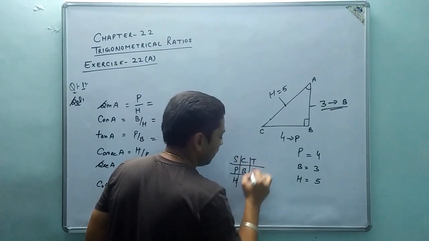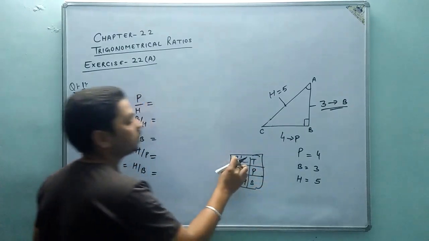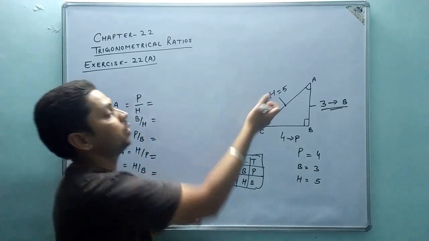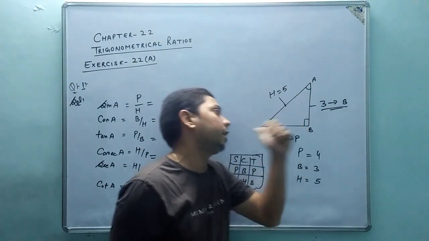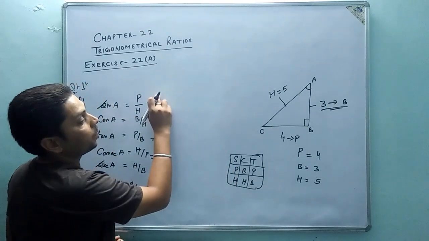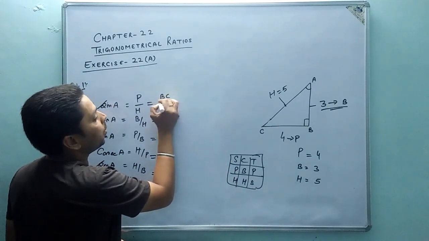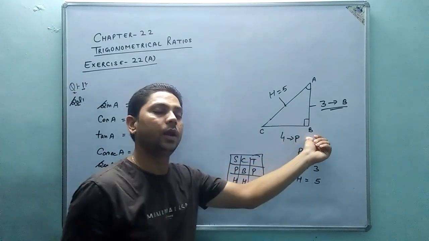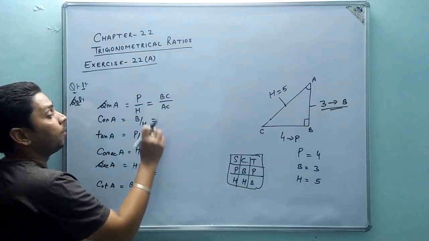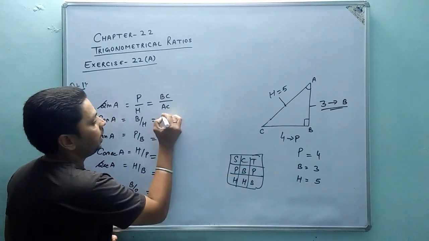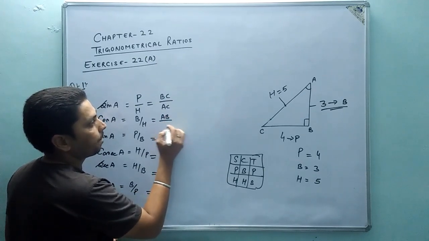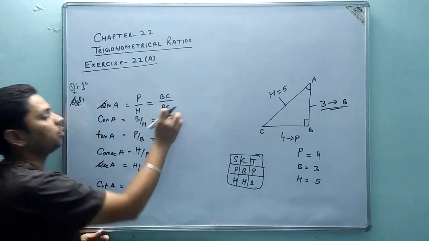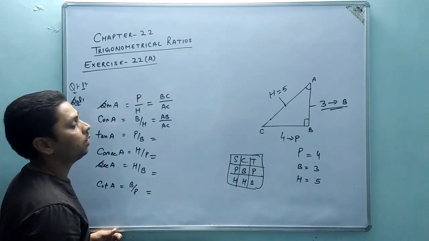The values will remain the same. Sine will be perpendicular upon hypotenuse. But here we have to check which is perpendicular. Now perpendicular is BC upon AC, because perpendicular is this. Then what is base now? Base is AB over AC. Cos of A is base upon hypotenuse, so the value will be AB upon AC.